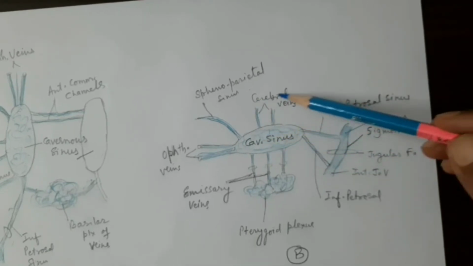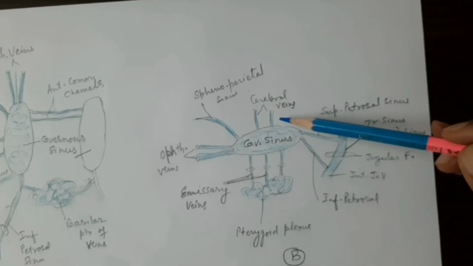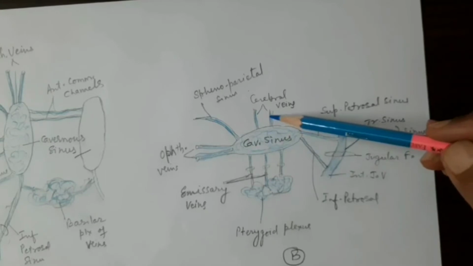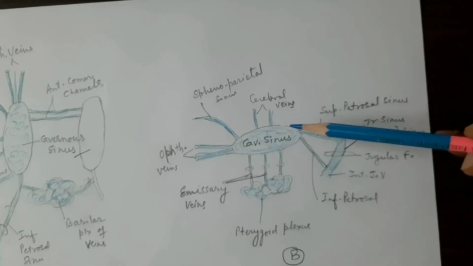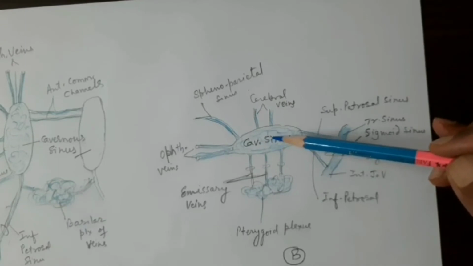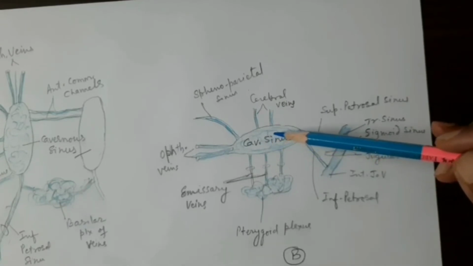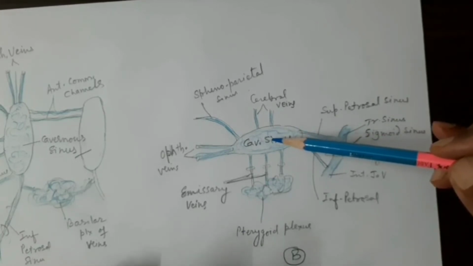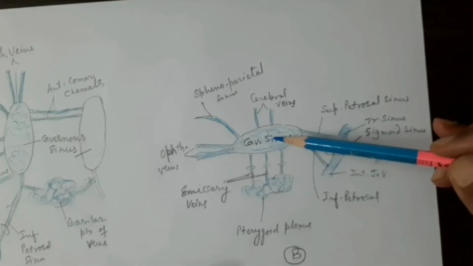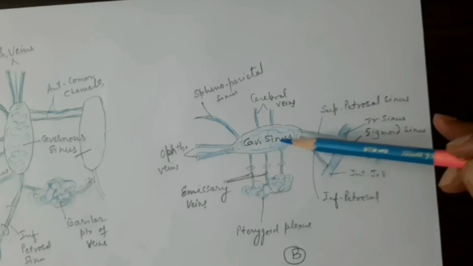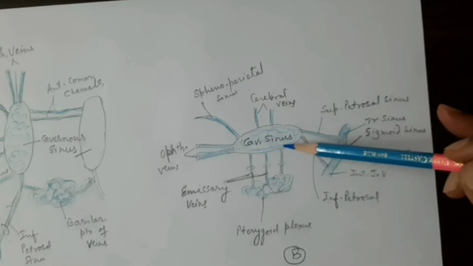So these are the cerebral veins. That means blood from the cerebrum is draining into the cavernous sinus. Cerebrum means brain. So remember that from the eyeball, from the retina, and from the brain, the cerebrum, the blood is coming to the cavernous sinus, which is very small, 2 centimeter wide, 1 centimeter in width, and 2 centimeter long.